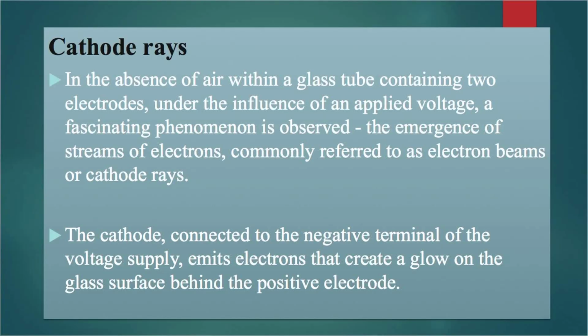So let us start with the question, what is cathode ray? Cathode ray is a kind of ray. In the absence of air within a glass tube containing 2 electrodes, under the influence of an applied voltage, a fascinating phenomenon is observed: the emergence of a stream of electrons, commonly referred to as electron beam or cathode rays. The cathode, connected to the negative terminal of the applied voltage, emits electrons that create a glow on the glass surface behind the positive electrode.